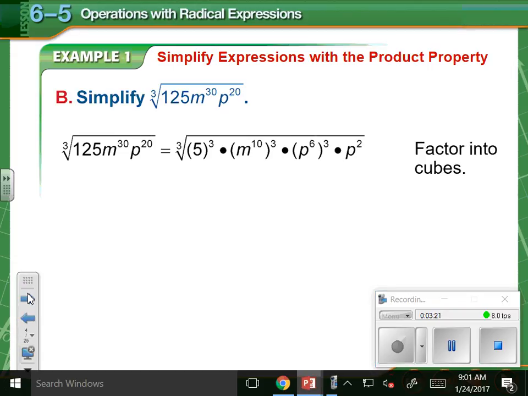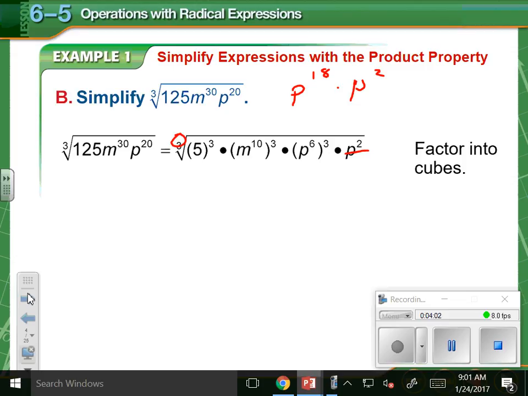Now p to the 20 is going to have to be broken up as p to something that's divisible by 3. Is 20 divisible by 3? Is 19? Is 18? Okay, so we need the p to the 18th times the p squared. That'll give me the p to the 20. Now the p to the 18th can be broken up into 6 times 3. And then the p squared is going to have to be left by itself, so it's probably the only one that won't get brought outside the radical.